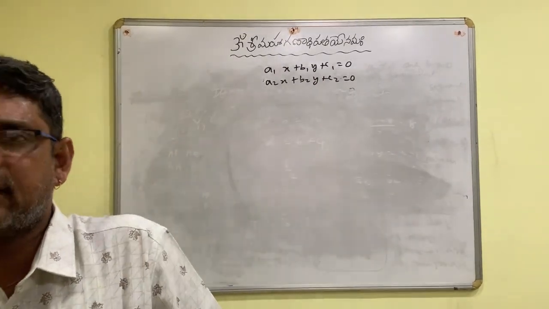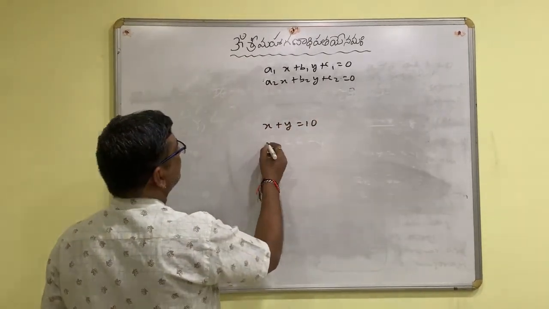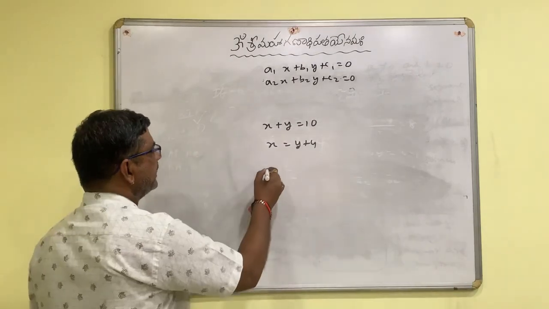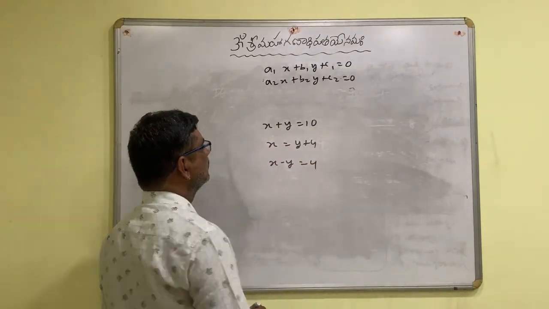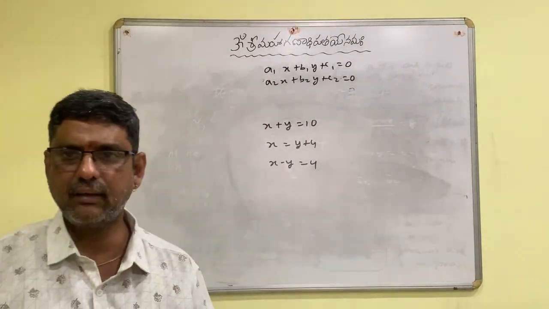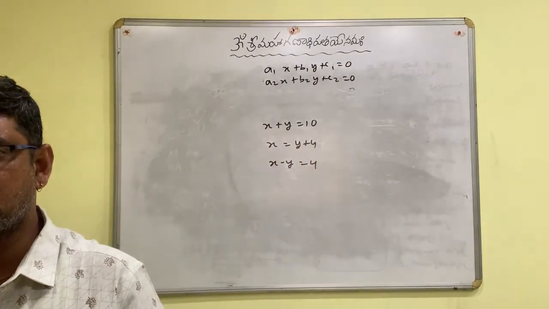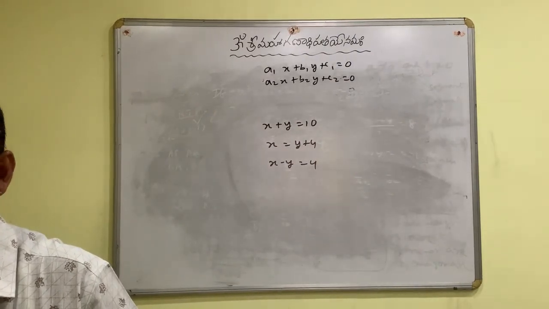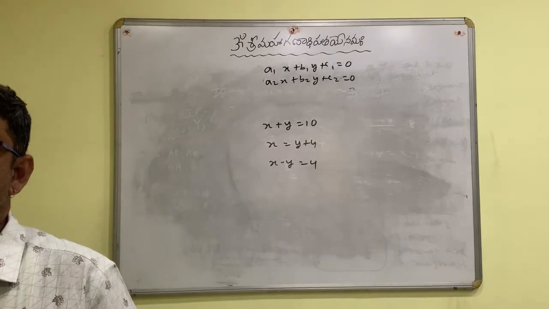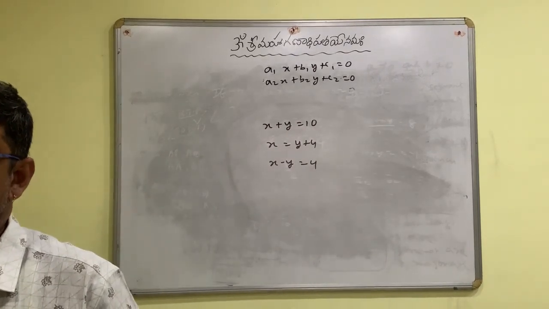Why are they inconsistent? x plus y is 10. x is equal to y plus 4. That means x minus y is equal to 4. How are they inconsistent? They are not even coinciding lines. What is A1 by A2? Students took part in a mathematics quiz. The number of girls is 4 more than the number of boys. This is the situation.